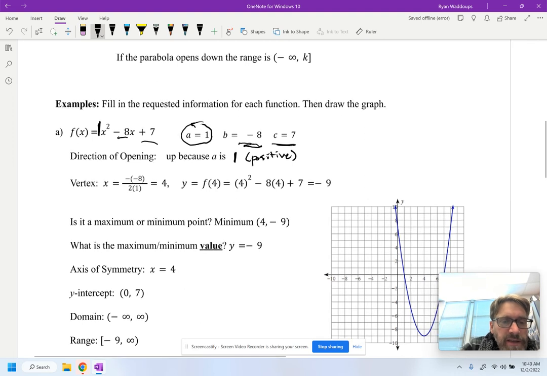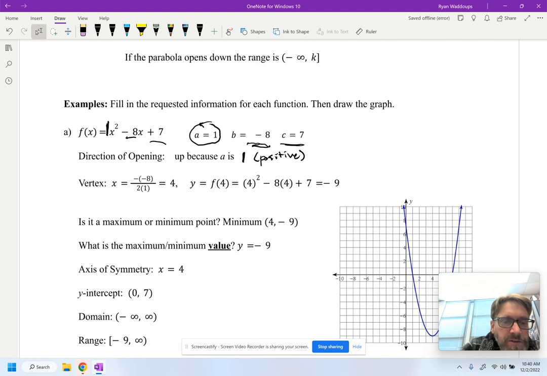The vertex is negative b over 2a. b is negative 8, so it's negative of negative 8 over 2 times 1. The negative of negative is positive 8 divided by 2 is 4. And so the vertex, the x-coordinate of the vertex is 4.